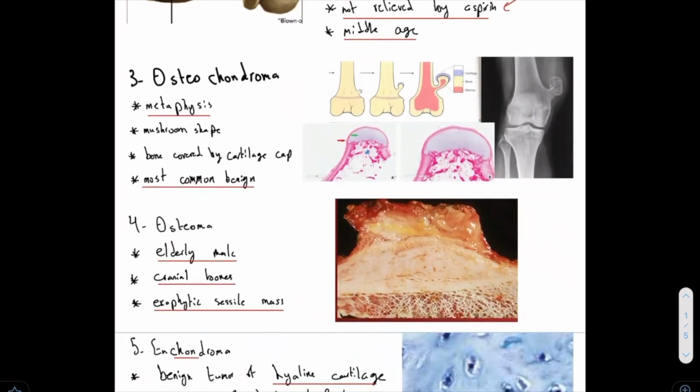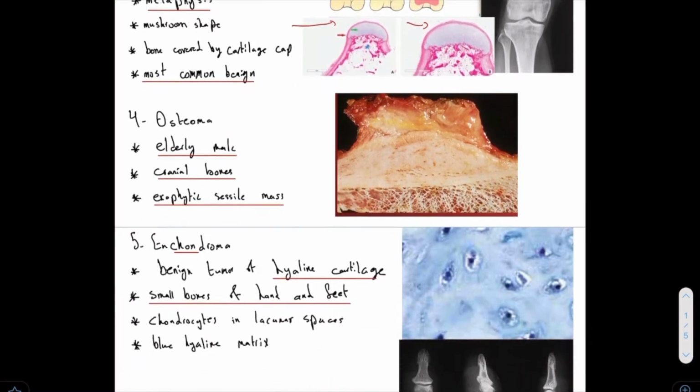Osteochondroma is this benign tumor of bone and cartilage from the name, and it's characterized by this stalk that you see here in this picture, and then it's bone and covered by this sort of cap of cartilage, okay? Mushroom shaped, very characteristic. You also see it here in the radiology and also in these two pictures, okay? It's the most common benign tumor of the bone.